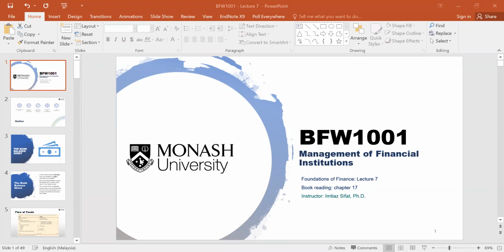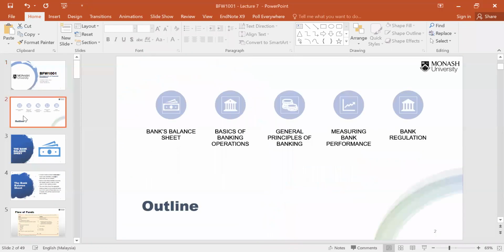Today our topic is Management of Financial Institutions. My name is Imtiaz, and I will be delivering the lectures for this class from week 7 up until week 12. Today our broad topic can be broken down into 5 different pieces. Bank's balance sheet, the basics of banking operations, general principles of banking, how to measure a bank's performance, and finally, regulation of bank. I will be breaking up the entire video for this lecture into 5 different chunks corresponding to each one of these topics.